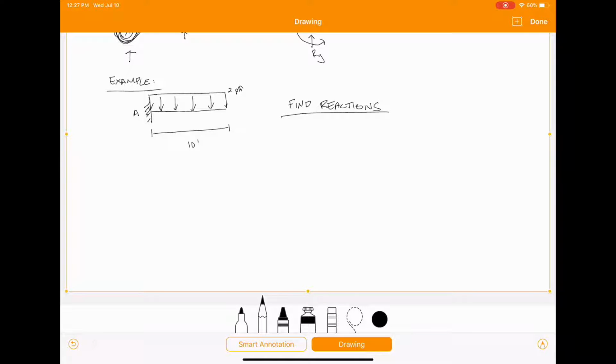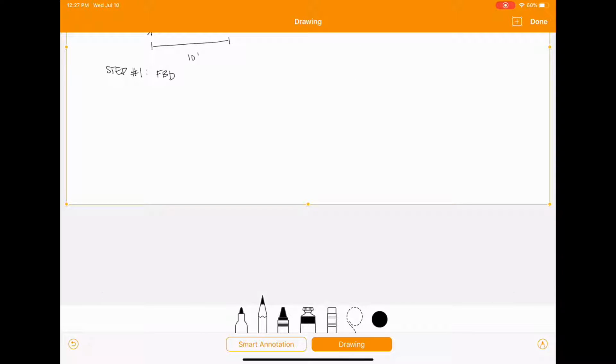Now, the first place we want to start, again, is what? Always, always, always draw a free body diagram. Always, always, always. So first you draw your object, which in this case is a beam. We apply our forces, which is our uniform distributed load of 2 PLF.